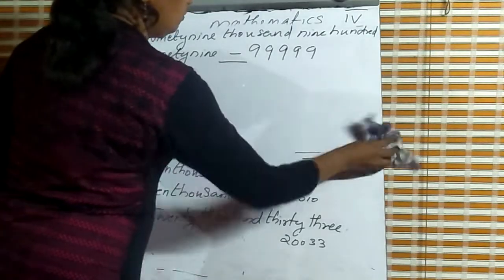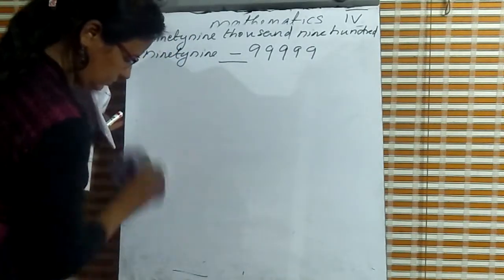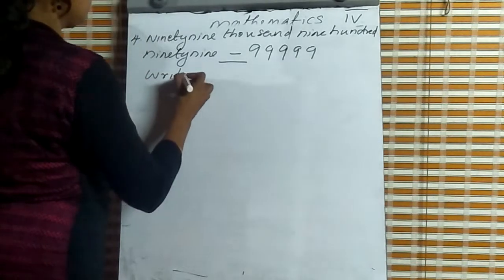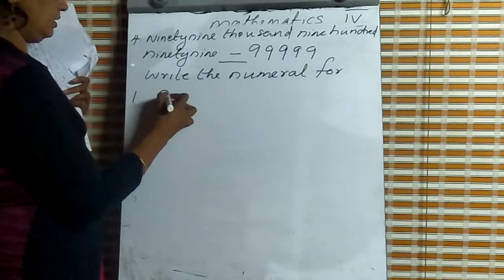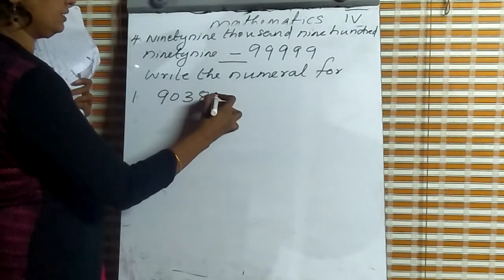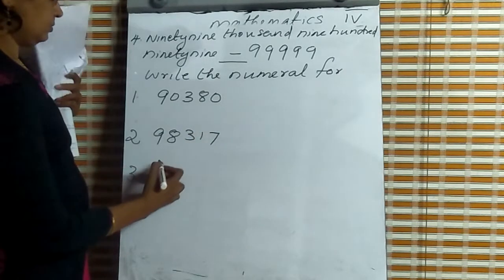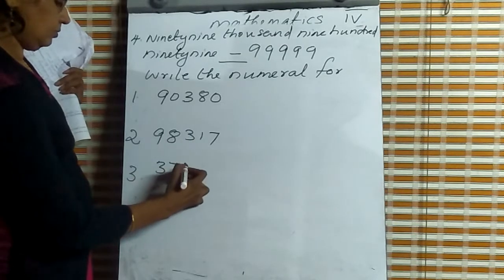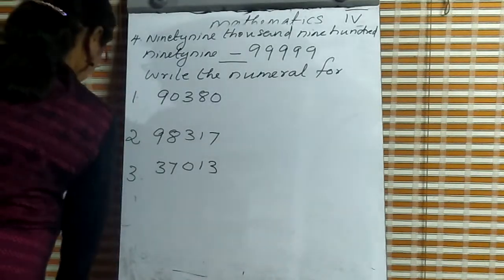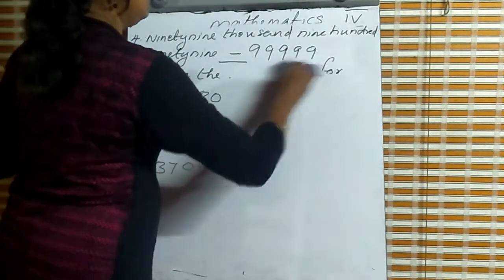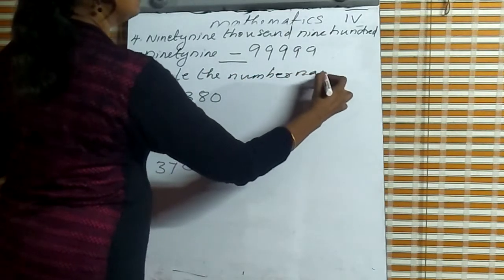Next question. Now, writing the numeral. Write the numeral of 99,380. Yes, sir. These are the three questions for writing. Sorry. Write the number name of this number.